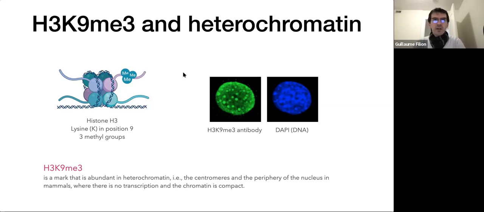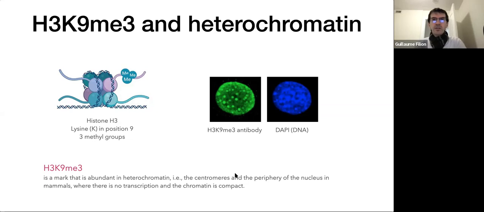There's a lot of that histone modification there on the centromeres of the mouse chromosome, and also on the centromeres of other species. You can also see, if you look carefully, that on the outside of the nucleus there is a bit more staining than on the inside. That's also reproducible. You will see more H3K9 trimethylation on the outside of the nucleus. So H3K9Me3 is a mark that is abundant in heterochromatin, that is to say the centromeres and the periphery of the nucleus in mammals, where there is no transcription and the chromatin is compact.